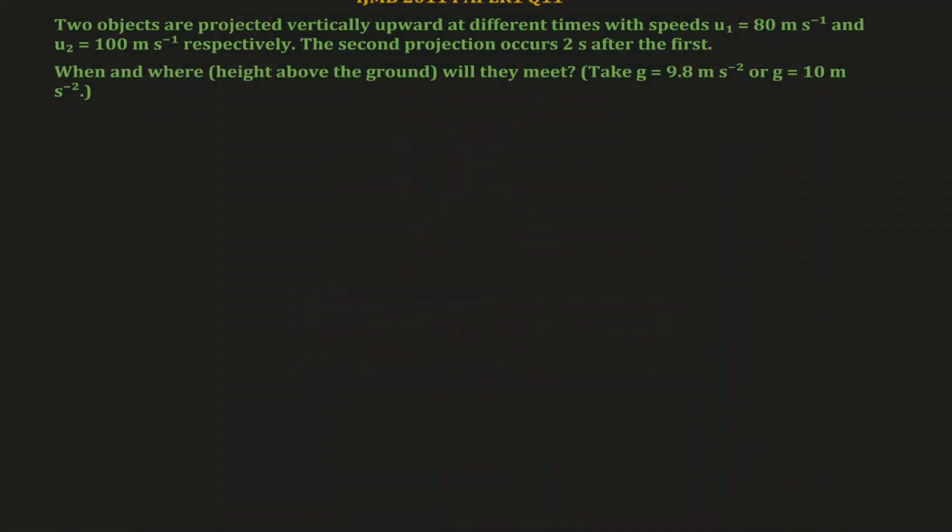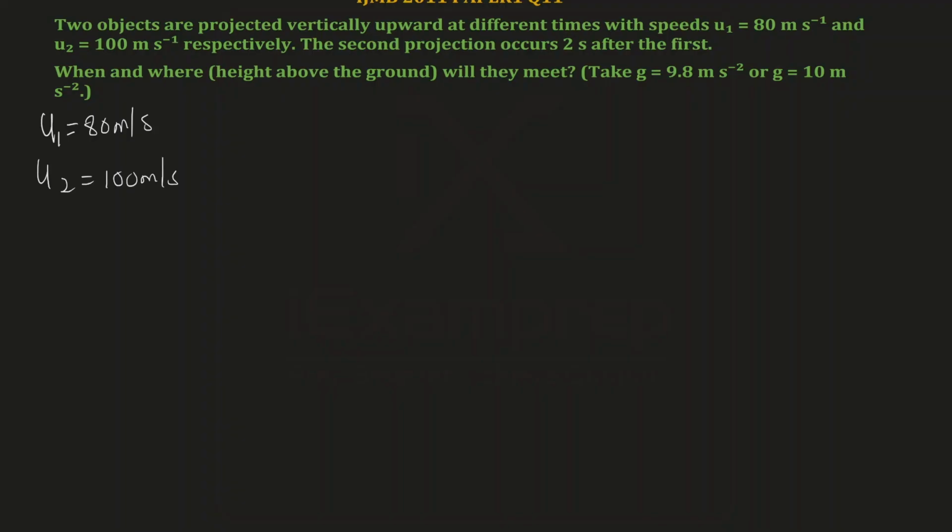So this question says that two objects are projected vertically upward at different times with speeds u1 and u2. Let's write that down. u1 is 80 meters per second and u2 is 100 meters per second respectively. The second projection occurs 2 seconds after the first. When and where, that is, at what height above the ground, will they meet? Taking g to be 9.8 meters per second squared or g equal 10 meters per second squared.